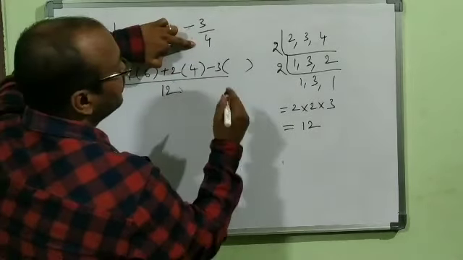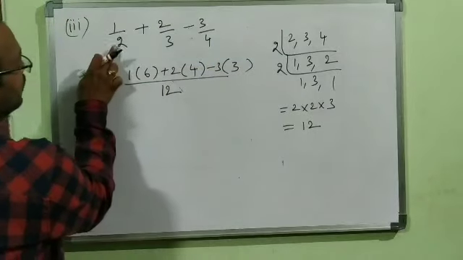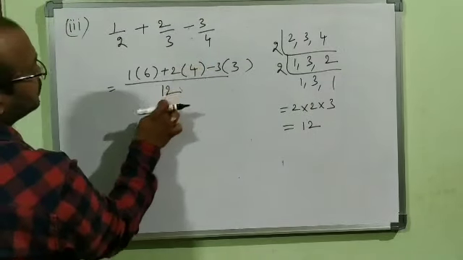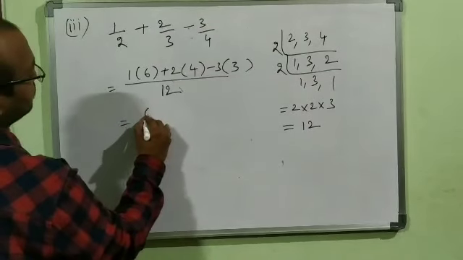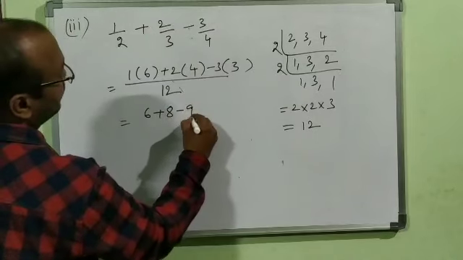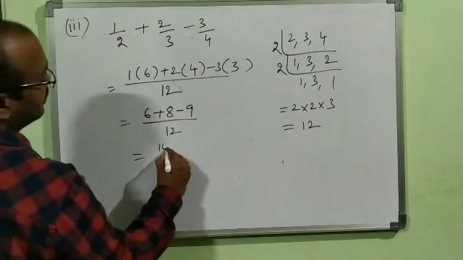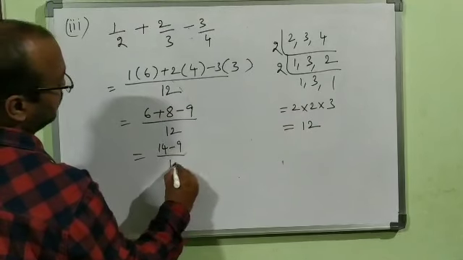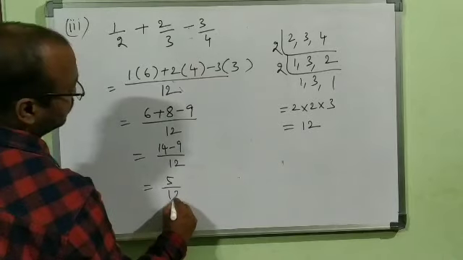What can we multiply? Yes, your answer is correct. That is 3, 4 threes are 12. Look at here now. 2 sixes are 12, 3 fours are 12, 4 threes are 12. No problem. This is equal to 6 plus 2 fours are 8 minus 9 by 12. 8 and 6 is 14, minus 9 by 12. So finally 14 minus 9, 5 by 12.